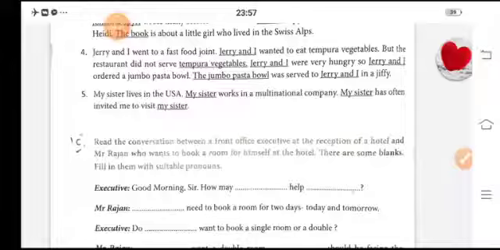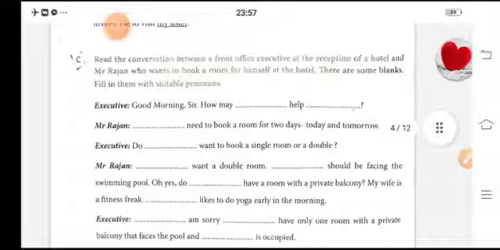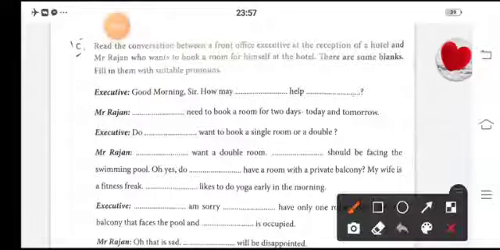So, in exercise C, also read the conversation between a front office executive at the reception in a hotel and Mr. Rajan, who wanted to book a room for himself at the hotel.